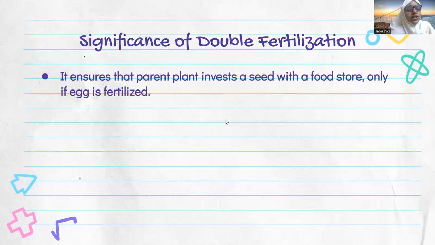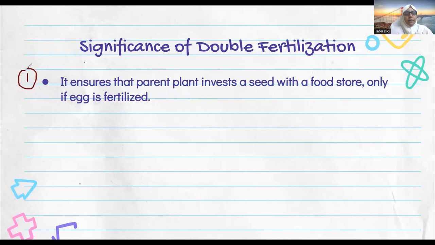So what is the importance of double fertilization? We need to understand that. Why does double fertilization need to happen? Number one, angiosperm plants carry out double fertilization to make sure the parent plant is producing a seed with a food storage. So the endosperm acts as a nutritive tissue, which means it is giving food to the seed. This will happen only when the egg is fertilized.